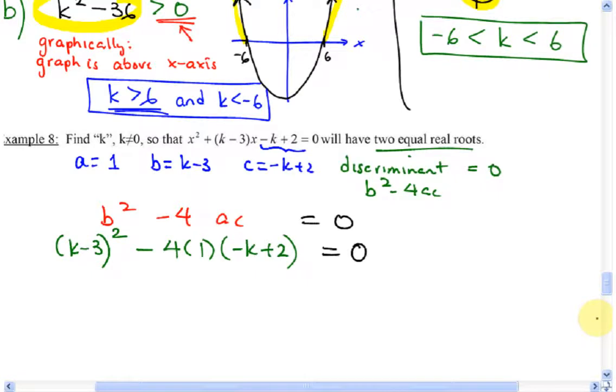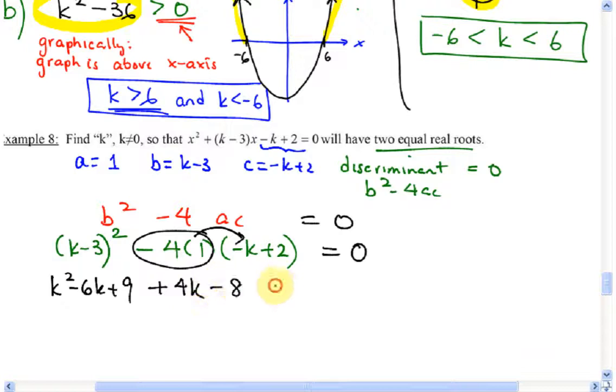Now, how do we solve something like this? I suggest you expand and simplify first. K minus 3 all squared becomes K squared minus 6K plus 9. And then I'm going to take this whole negative 4 and multiply this by negative K, which becomes plus 4K. And then negative 4 times positive 2, which becomes negative 8. Do you follow? Good. And we'll continue to work on this. We'll group things together. K squared minus 2K. 9 minus 8 is positive 1.